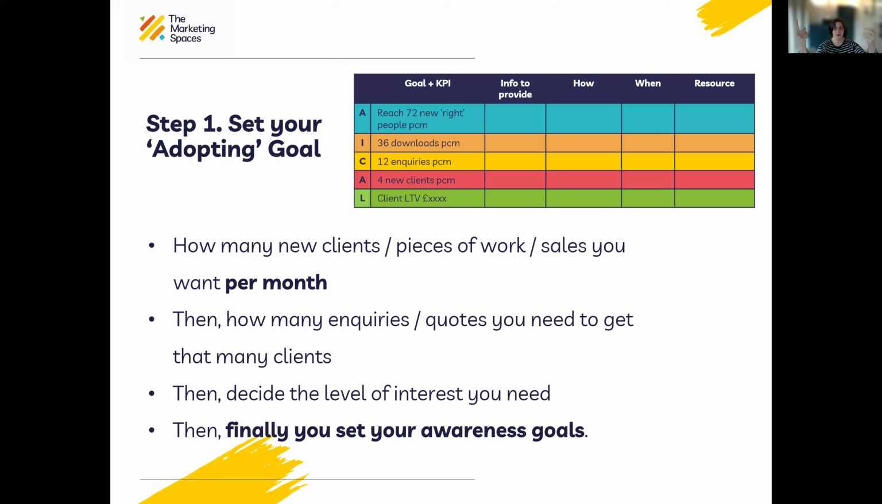And now you go to your awareness goal. Well, to get that many downloads a month, I need to have at least double the amount of those people become aware of me each month. And these are new people, people who don't know you exist. And they have to be the right people. They have to be people that ultimately could buy from you, not people that are just vaguely interested or want to get information for free and never give you money. So that means I need to reach 72 new right people per month.